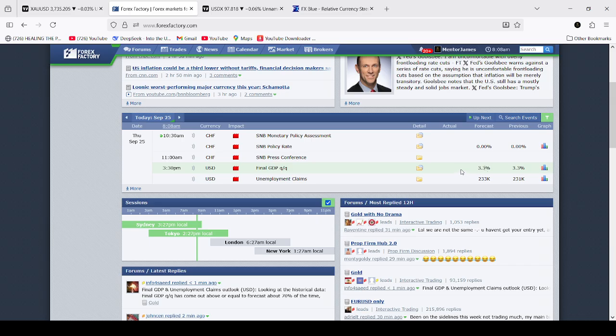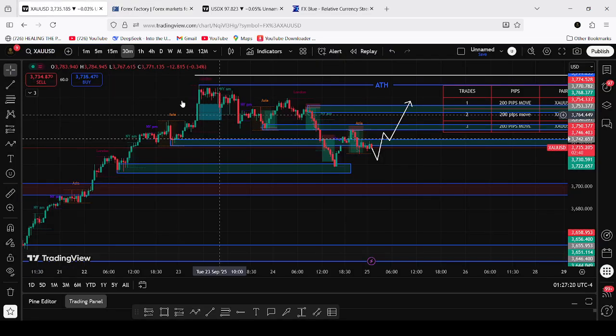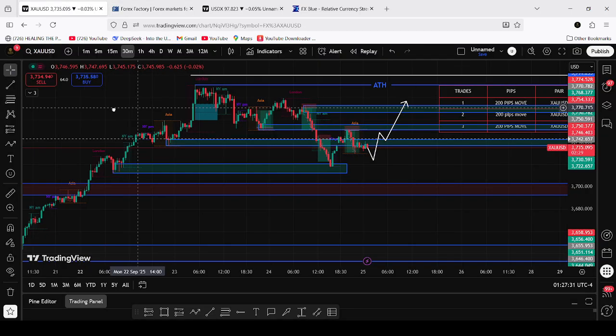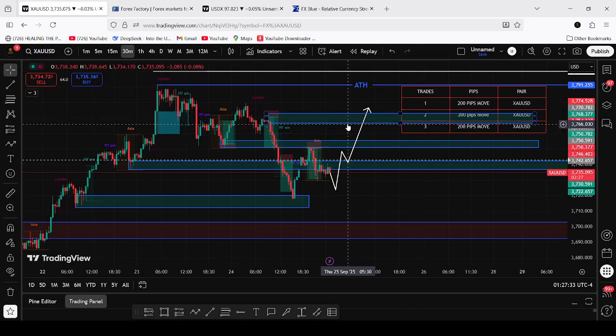So if they are all worse, you might be looking to buy gold. Sorry, if the figures will be favoring the USD, you might be looking to sell gold, for those that trade gold, like me.